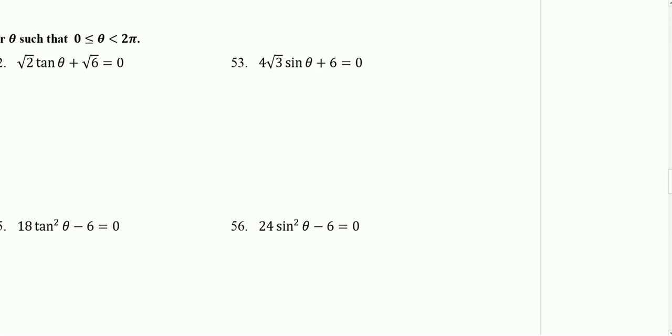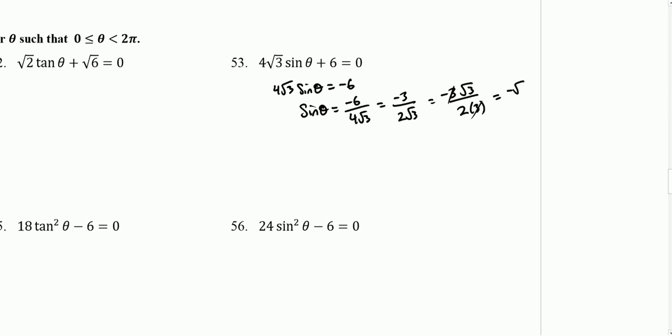We subtract 6, we get 4 root 3. Sine theta equals negative 6 divided by 4 root 3. We get sine theta is negative 6 over 4 root 3. We can reduce that a little bit, divide top and bottom by 2, and you get negative 3 over 2 root 3. Then we can multiply top and bottom by root 3 to get negative 3 root 3 over 2 times 3. And then cancel out the 3's, or divide by 3, and you get negative root 3 over 2.